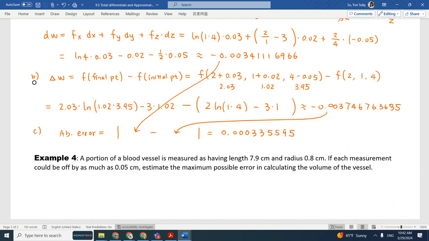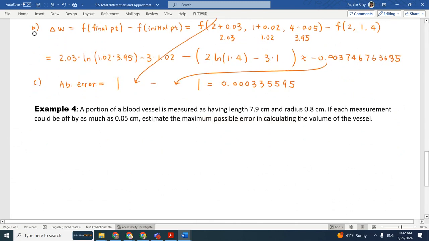Application problem. A portion of a blood vessel is measured as having a length of 7.9 centimeters and radius 0.8 centimeters. If each measurement could be off by as much as 0.05 centimeters, estimate the maximum possible error in calculating the volume of the vessel.